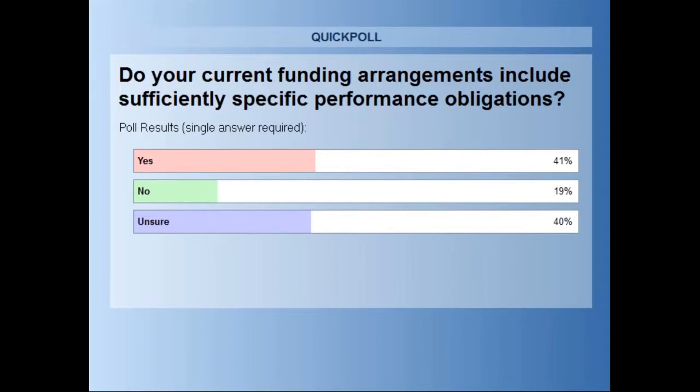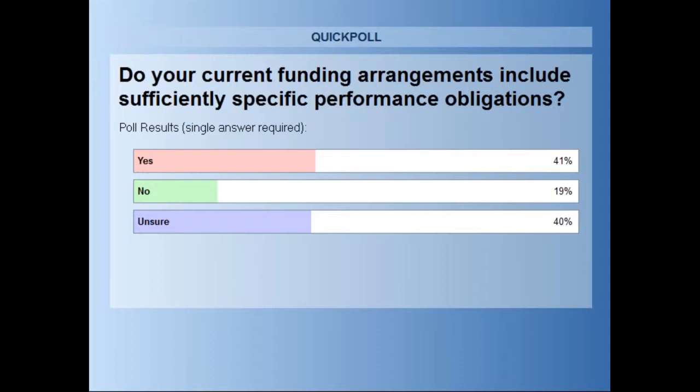Fantastic. All right. So in this situation, we have seen that 41% of you do believe that you've got sufficiently specific performance obligations, which would be fantastic, because that would get you into the new AASB 15. You will have to become very familiar with the requirements of AASB 15, but that is a good start.